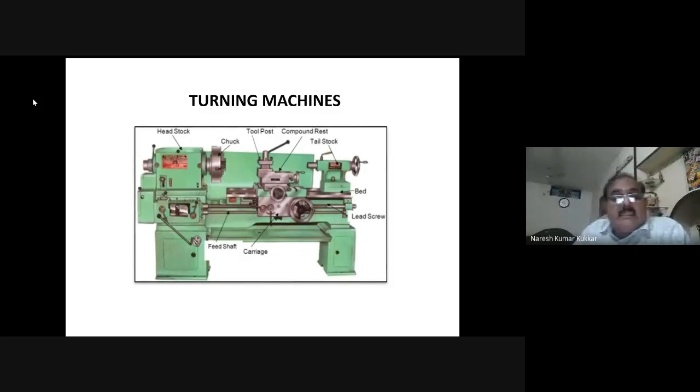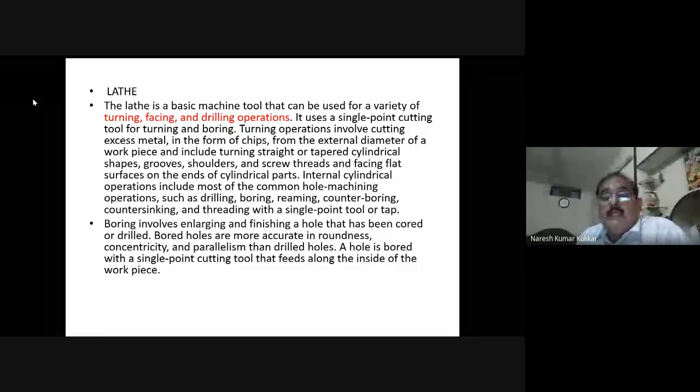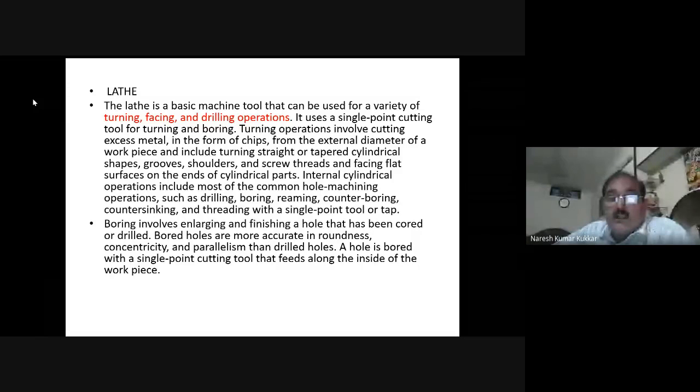Boring involves enlarging and finishing a hole that has been cored or drilled. Already drilled. Boring means enlarging that hole or finishing that hole.